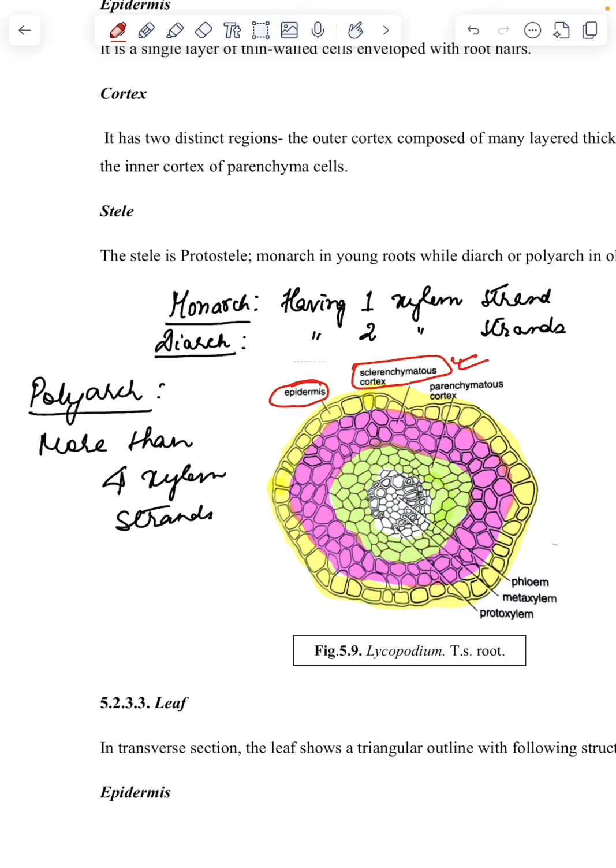Then inner to the sclerenchymatous cortex lies the cortex layer consisting of parenchymatous cells. Here it is marked by this green color. Okay, and the stele in this case in the root of Lycopodium is protostele, and it is monarch in young roots while diarch or polyarch in older roots.